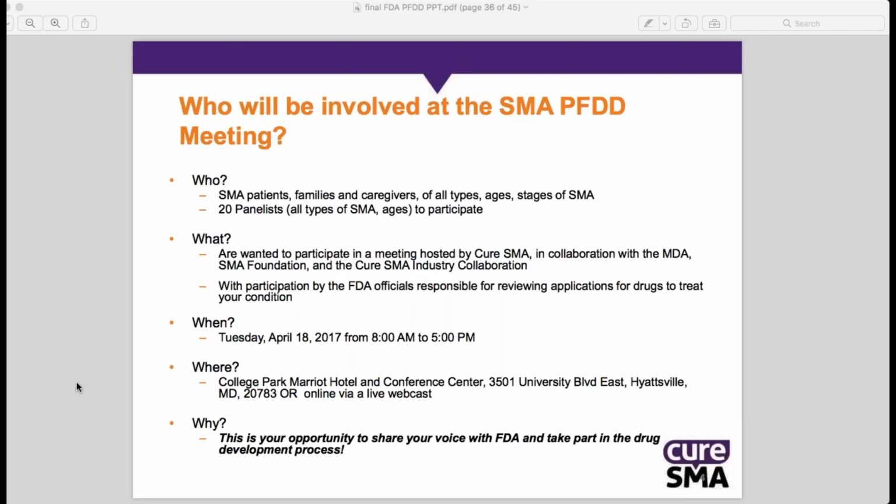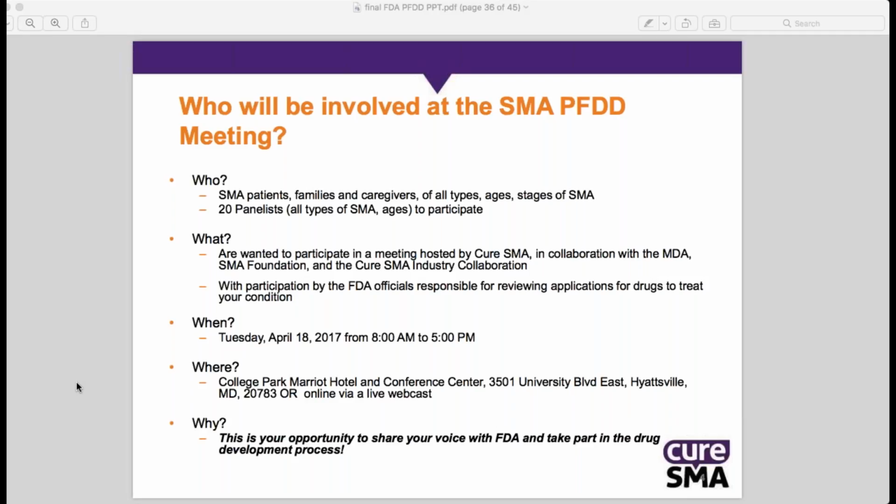So who is invited to participate in this meeting? As I mentioned, essentially anyone who is touched by spinal muscular atrophy: families, caregivers, and patients of all types, ages, and stages of SMA. Also participating at this meeting will be patient advocacy organizations, as well as members of industry, some of whom are involved in clinical trials in SMA, as well as key FDA leaders who are involved in the drug decision process.